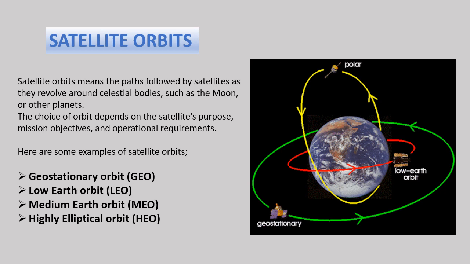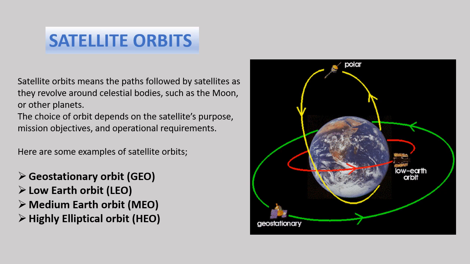In low Earth orbit, satellites placed in this orbit have an altitude typically ranging from hundreds of kilometers. They are mainly used for Earth observation and remote sensing. In medium Earth orbit, satellites placed in this orbit are around 20,000 kilometers above the Earth's surface. The satellites provide positioning and timing services.